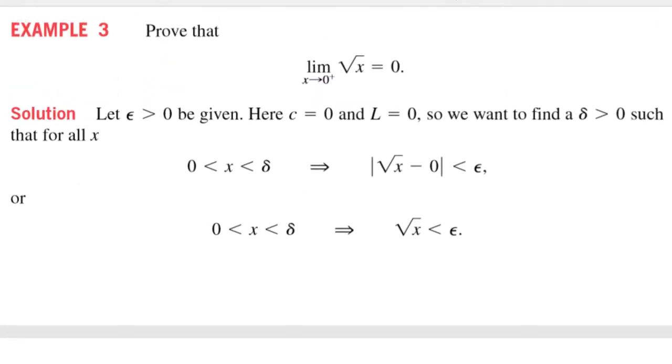In example 3, it says to us, prove that the limit as x tends to 0 from the right side of the square root of x is 0. Let epsilon positive be given to us. Here c equals 0 and L equals 0. C is this one, L is this one, we know this. So we want to find a positive delta such that for all x, 0 less than x less than delta, the absolute value of the square root of x minus 0 is less than epsilon. The square root of x minus 0 gives us this, and the square root of some expression is always positive, so we can drop the absolute value signs.